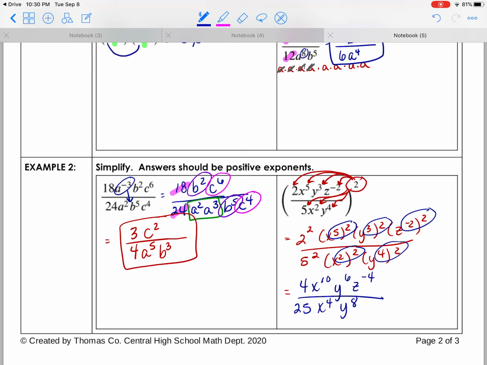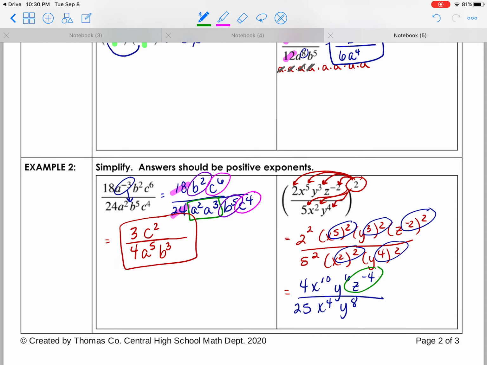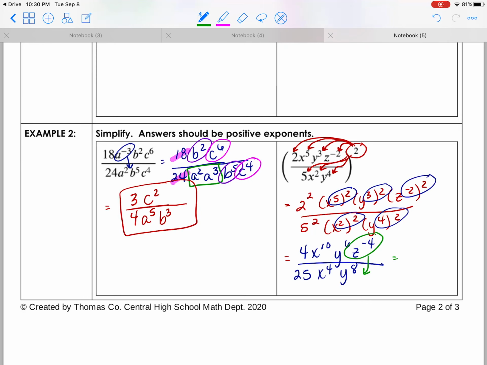I am not done. I got several things I need to do. I can't leave negative exponents, so I'm going to get rid of that first. This z to the negative 4th is going to move to the denominator. So that's going to leave me with 4 x to the 10th over y to the 6th, and then 25 x to the 4th, y to the 8th, and z to the 4th. Now, I can't leave x's and y's on top with x's and y's on bottom. I've got a division problem here. The 4 and the 25 this time cannot be reduced, so we just leave it.